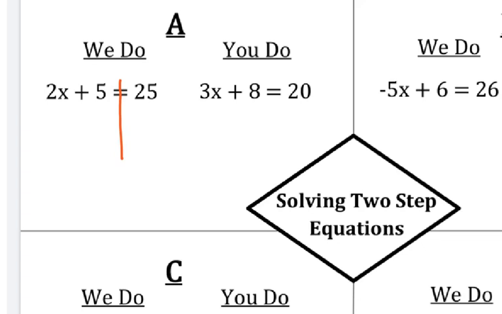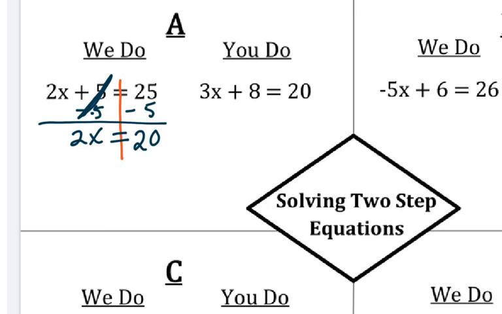So in this first example, this is a plus 5. So to get rid of it from the left, we need to subtract 5. If I subtract 5 from the left, it means I'm also going to subtract 5 from the right side of the equation. So now on the left, I have a 2x. 5 minus 5 is 0, so that makes that term go away. There is an equal sign in the middle, and on the right, it says 25 minus 5, which equals 20.